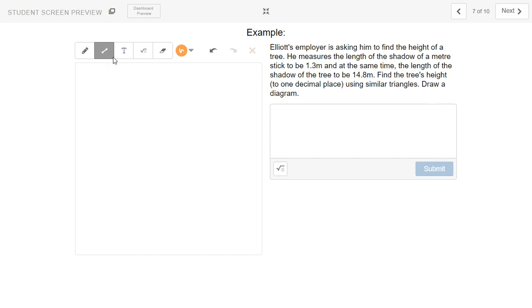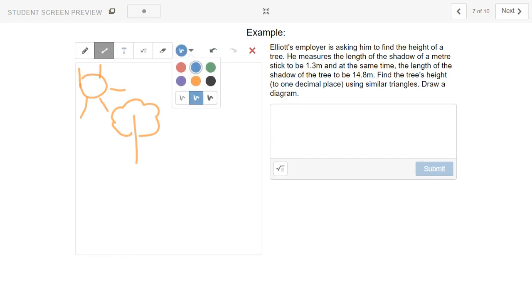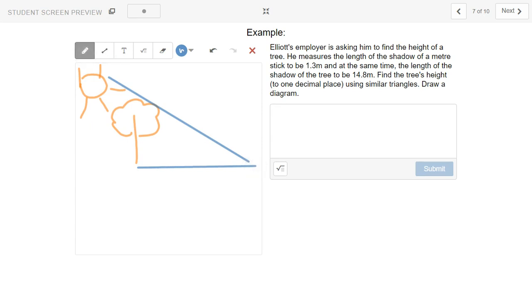Draw a diagram. Now, first of all, I'm going to draw a diagram of the tree. So we have a tree here. We have a sun that's shining down on the tree. So it creates a shadow, and we know that the shadow gives us 14.8 meters.